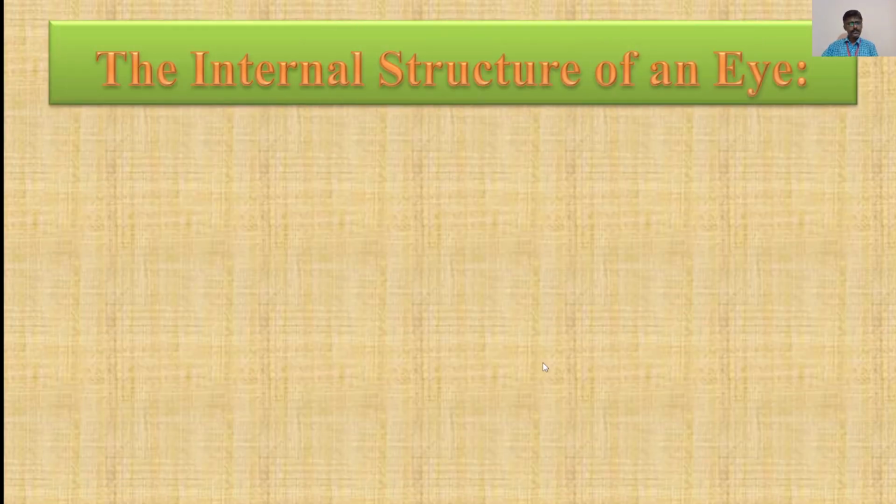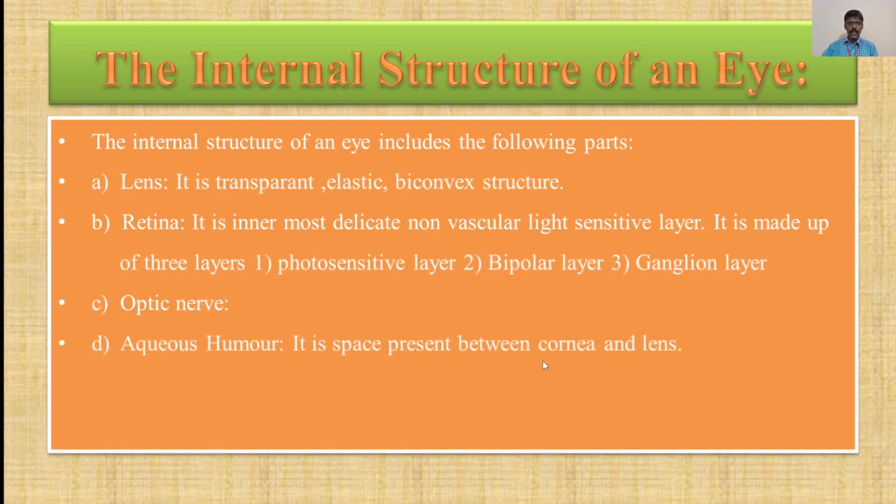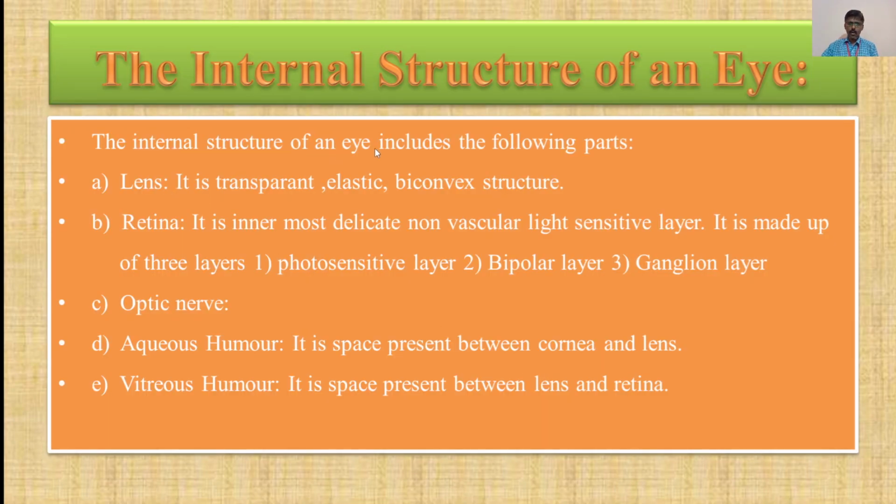Now moving forward, the internal structure of an eye. Now this is very fascinating. Look at the slide and observe carefully. The internal structure of an eye includes the following parts. The first, as shown in the diagram, is the lens. It is a transparent, elastic and biconvex structure. Then B is the retina. It is the innermost, delicate, non-vascular, light sensitive layer. It is made up of three layers. The first layer is the photosensitive layer. The second layer is the bipolar layer.